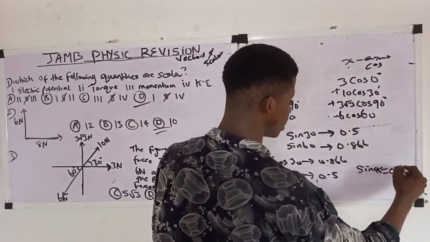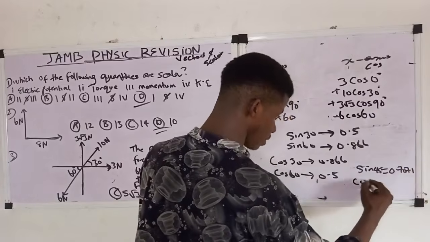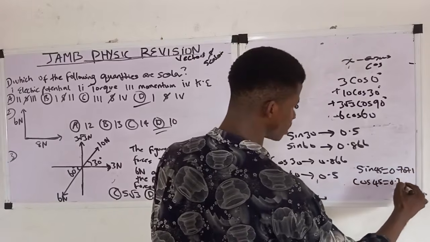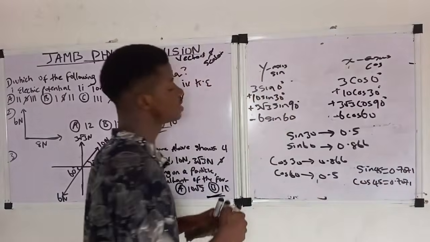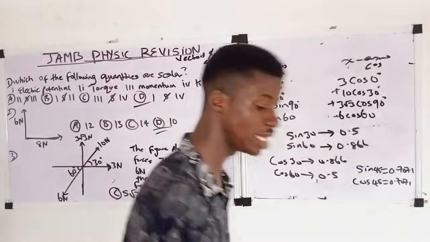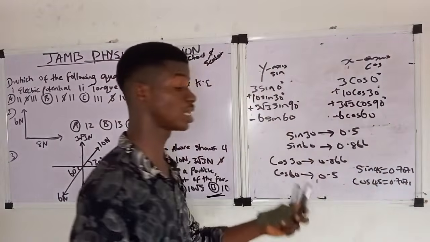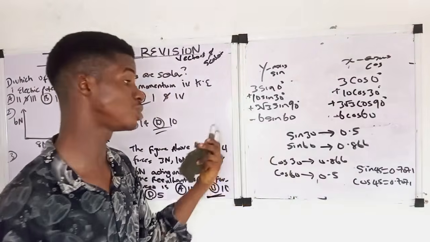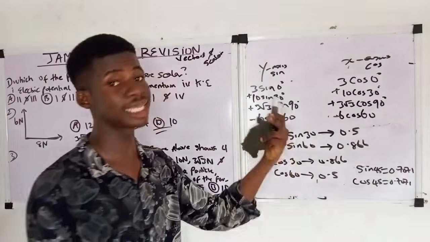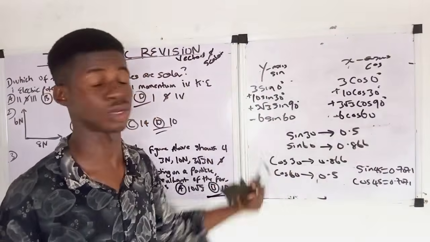Is 0.7071. Cos 45 is still the same as well, it's still 0.7071. So please take note of all this, because in the exam, there's really no calculator. I mean, there is a calculator, but the calculator does not have angles.